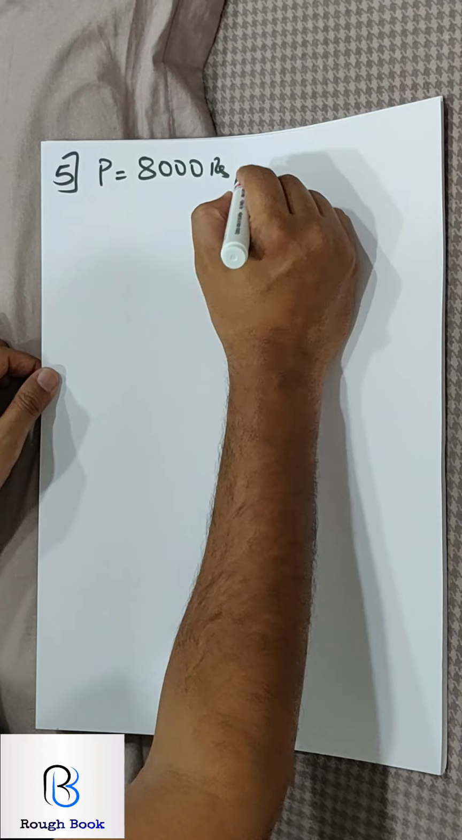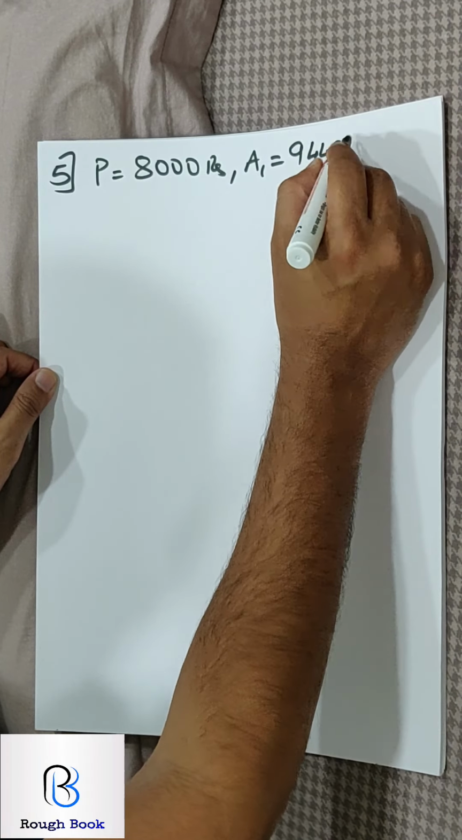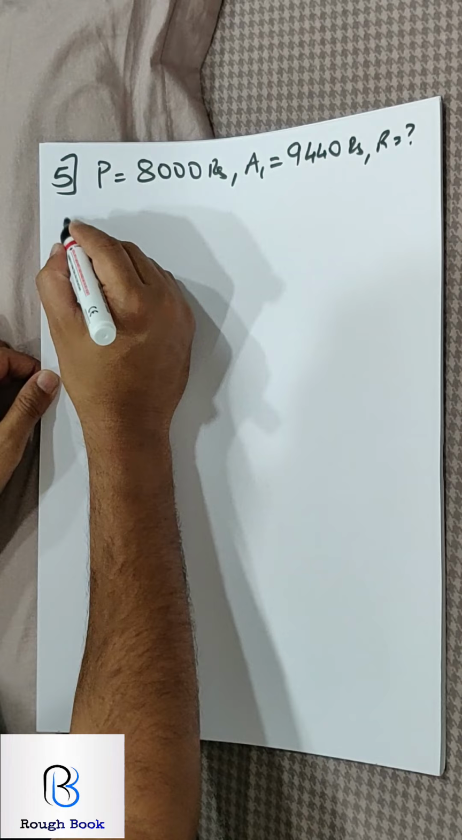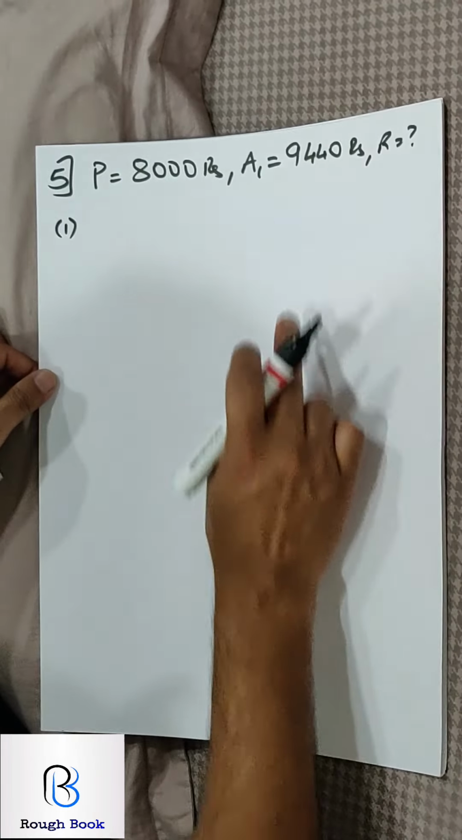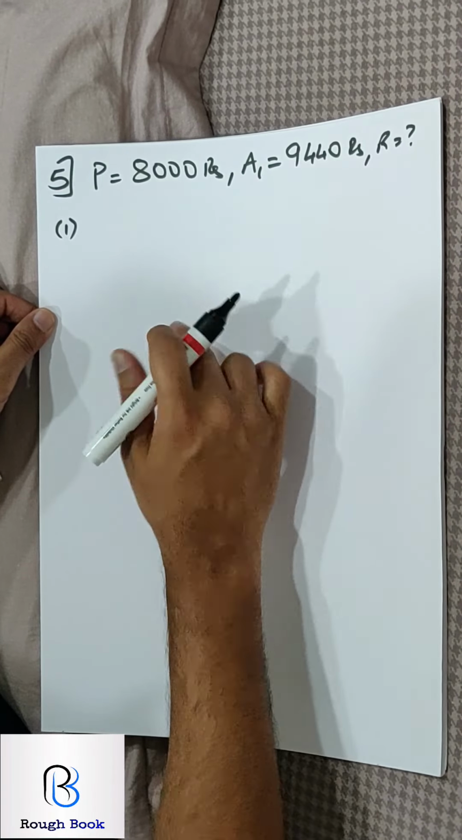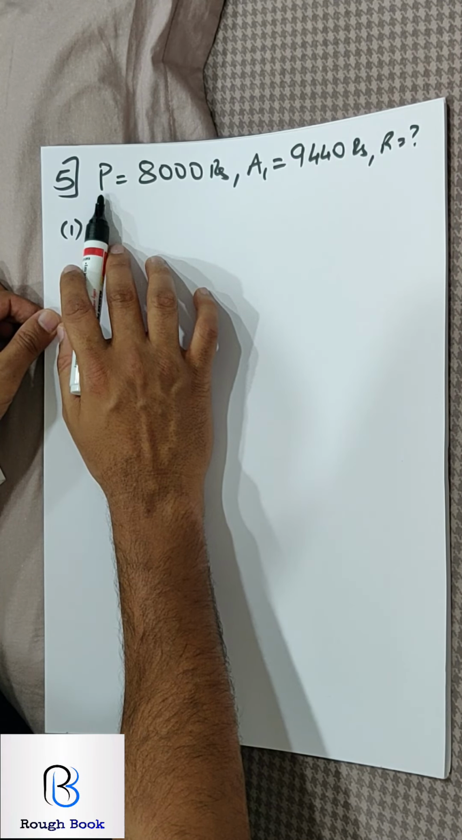the amount at the end of 1 year, A1, 9440 rupees. The question is find the rate, and then there are a couple of questions more. So first let's find the rate. Using this I can find the interest straight away, or I can use A1 minus P into 100 upon P. This is basically A1, this is A0, that is the principal.